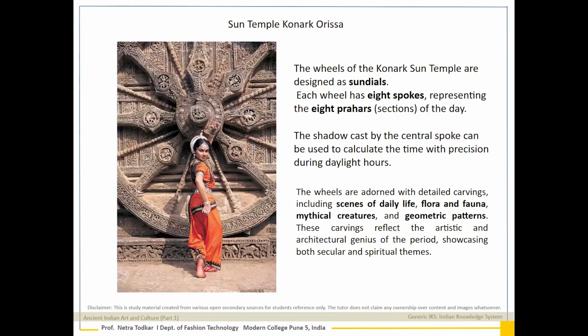The wheels of the Konark temple are designed as sundials. There is a pair of 12 wheels. Each wheel has 8 spokes representing 8 prahars, that is sections of the day. The shadow cast by the central spoke can be used to calculate the time with precision during daylight hours. That is, the spokes of this dial show the exact time during the day. The wheels are also adorned with detailed carvings, including scenes of daily life, flora and fauna, mythical creatures, and geometric patterns.